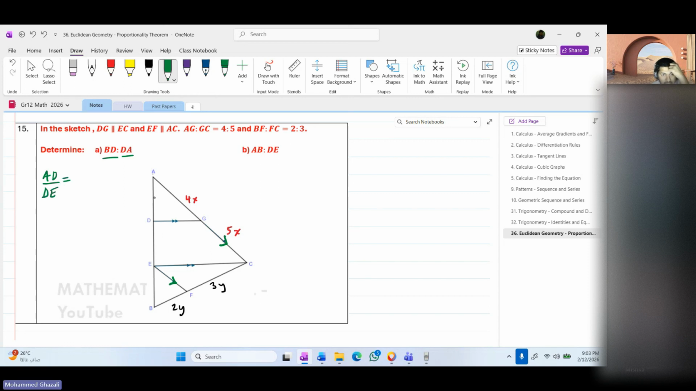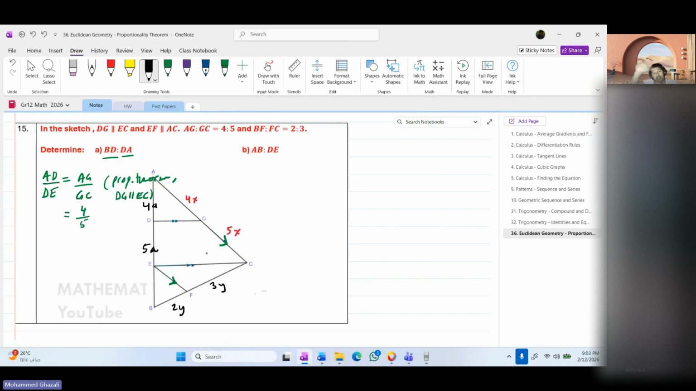AD over DE equals AG over GC. And obviously you need to write prop theorem, because why is it prop theorem? Because DG is parallel to EC, right? Now, what is AD to DE? What's AG to GC? 4:5, so 4/5, right? So now we're going to write 4a is to 5a over here.